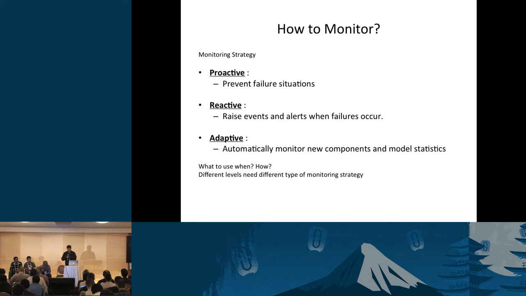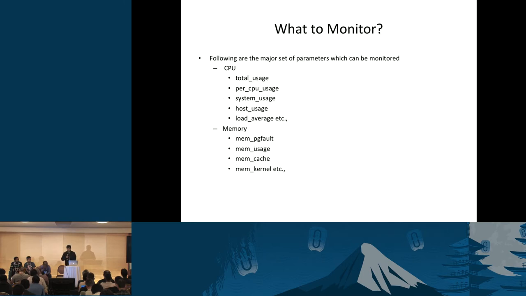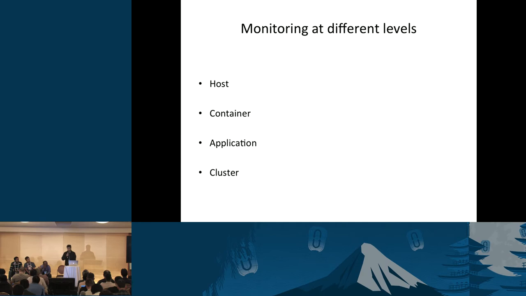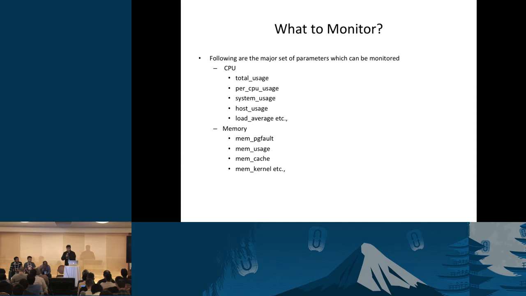So now let's get back to what it is that we want to monitor. We already talked about the different levels that we want to monitor here. At each level, some of the parameters that you can monitor are: what is the total CPU usage, what is the usage per CPU core, and for the overall system, how much your host is using, and how much of it is being consumed by your application, or comparatively between containers, what does it mean, and what is the load average.